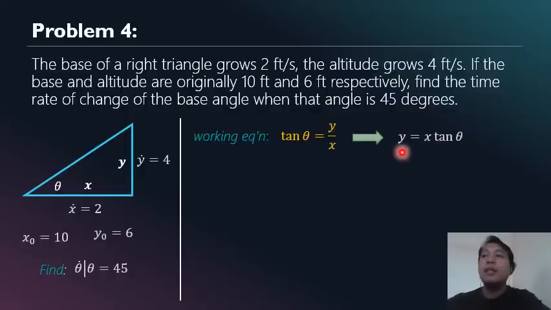So, get the derivative of both sides with respect to t. What is the derivative of this with respect to t? Naturally, dy over dt. So, that's y dot. Okay? Y dot is equal to, okay, this is a product. So, how do you differentiate a product? U times the derivative of this plus this times the derivative of that. Of course, with respect to t.